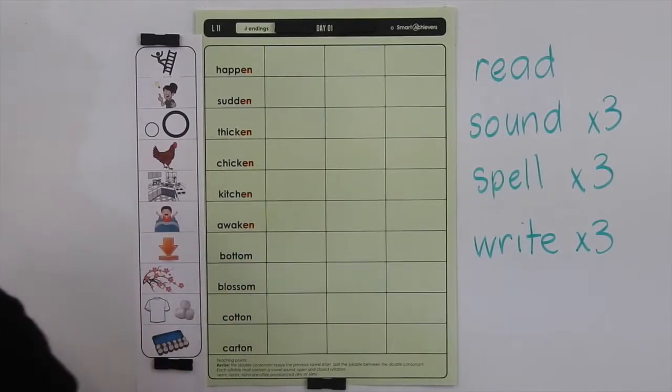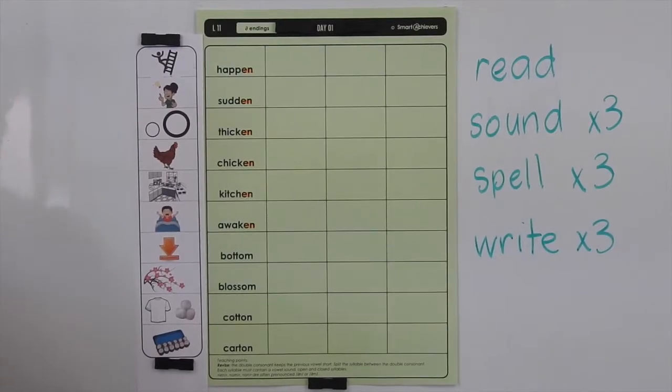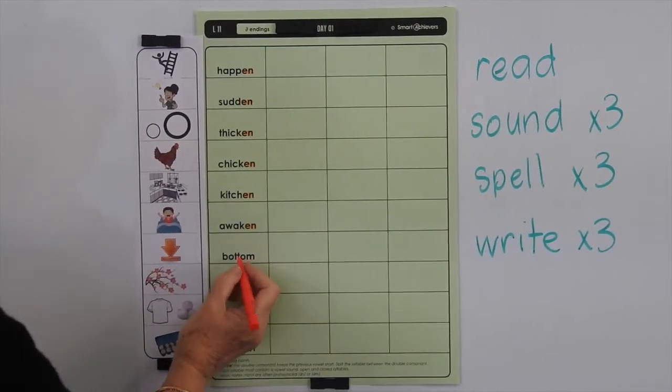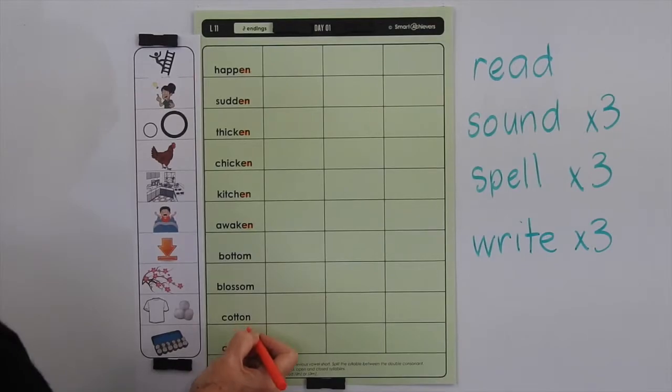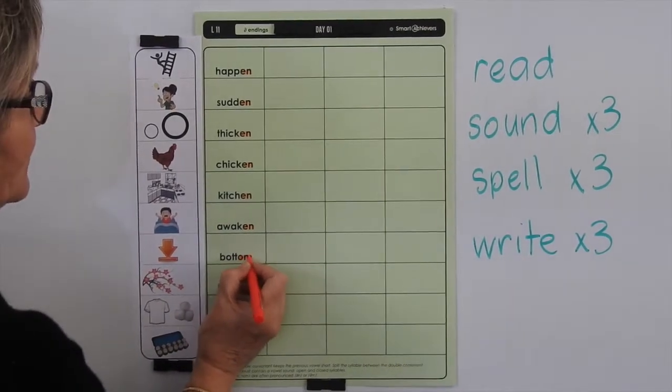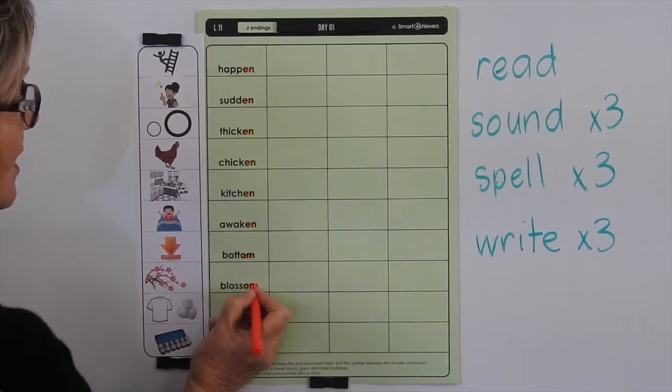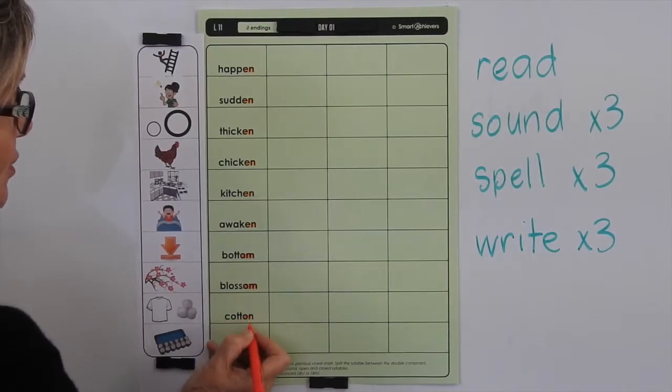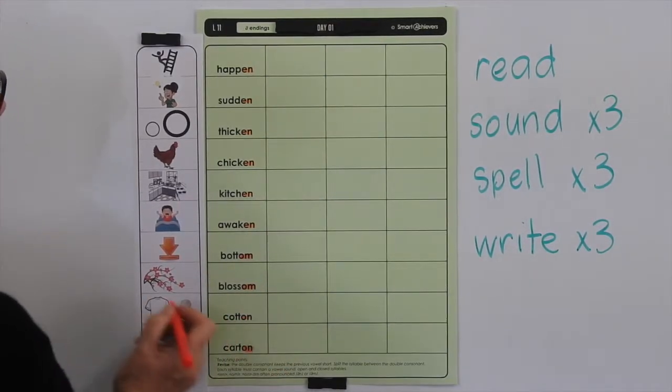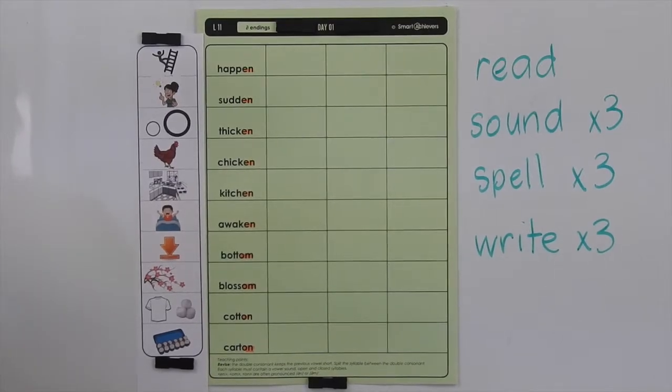Now here we've got a different schwa ending. We've got the bottom. We don't say om, or on. We go bottom. So once again, it's a bit of a grunt ending. Blossom, cotton, carton. Okay, so you can make those all different colours.